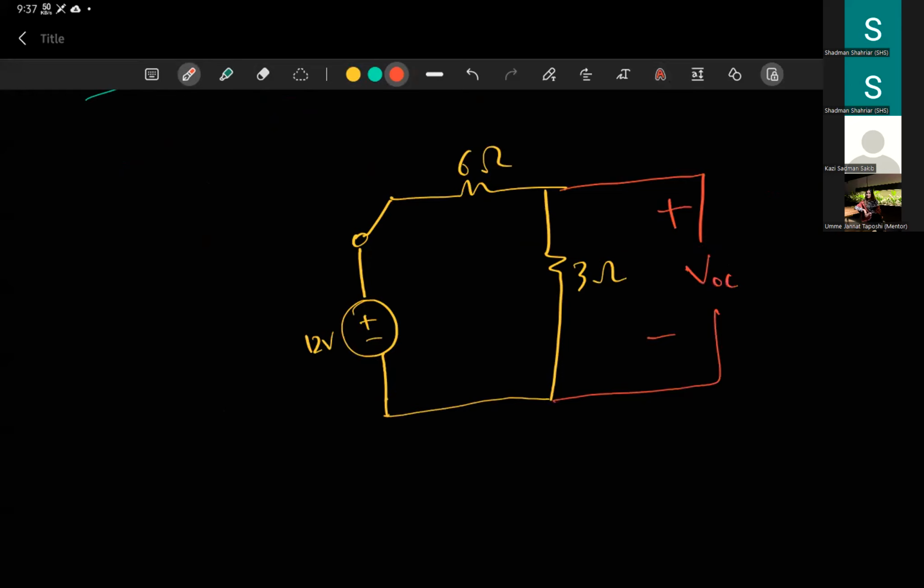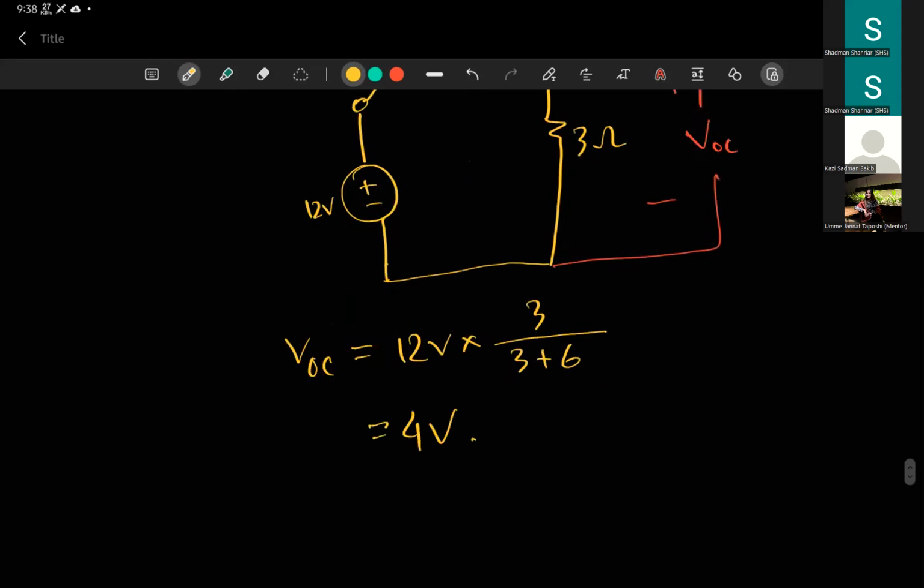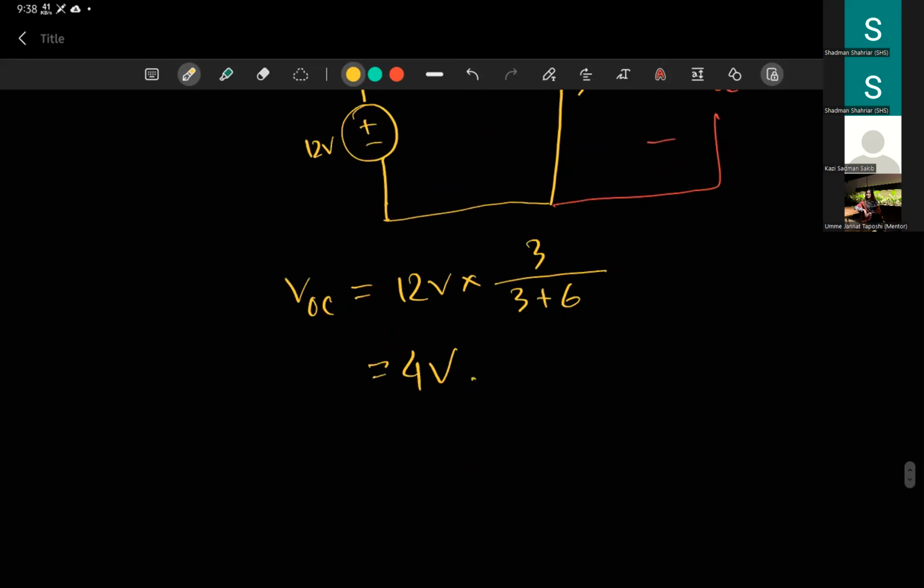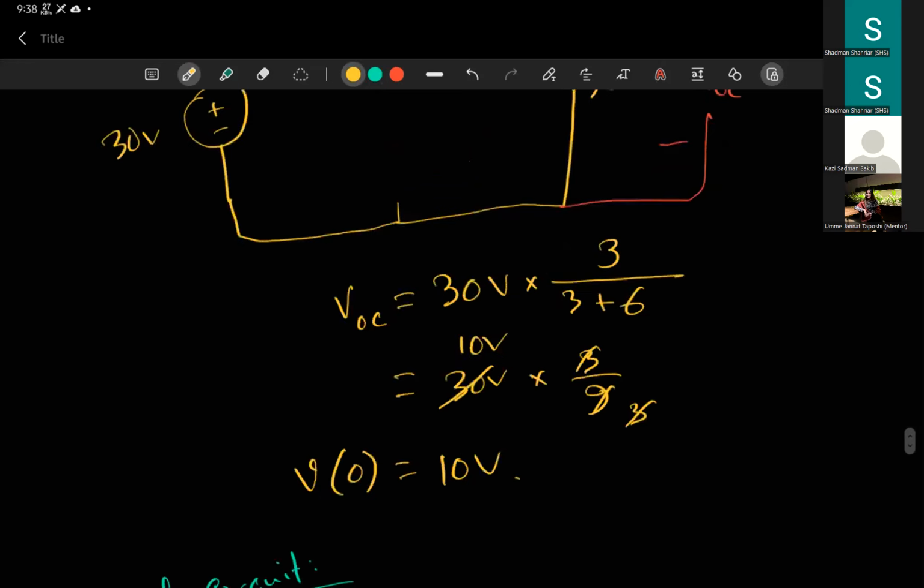Okay, so again, you have two resistors, 6 and 3 ohms, in series, and we're trying to find the voltage. You can do it by using the voltage divider rule, which gives 4 volts. I hope I don't need to show the calculation again. So this VOC of the final circuit is V infinity. This is your V infinity.